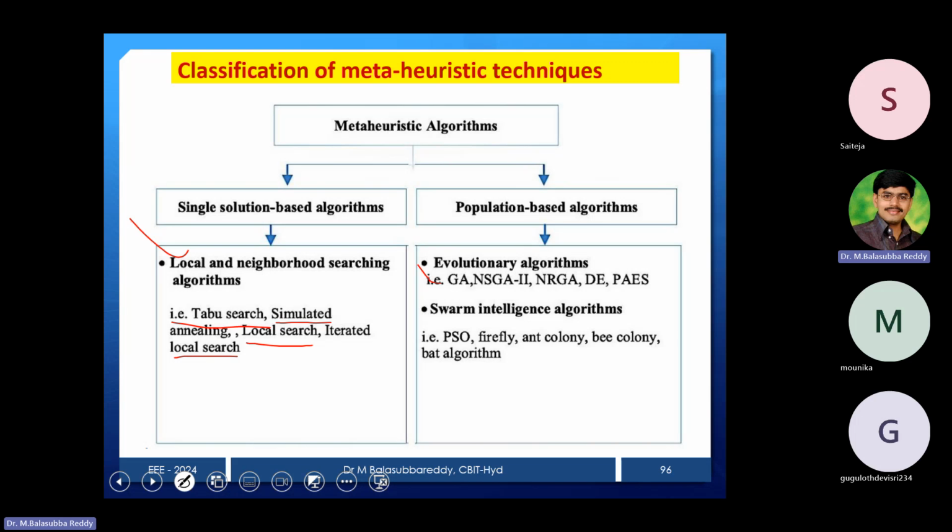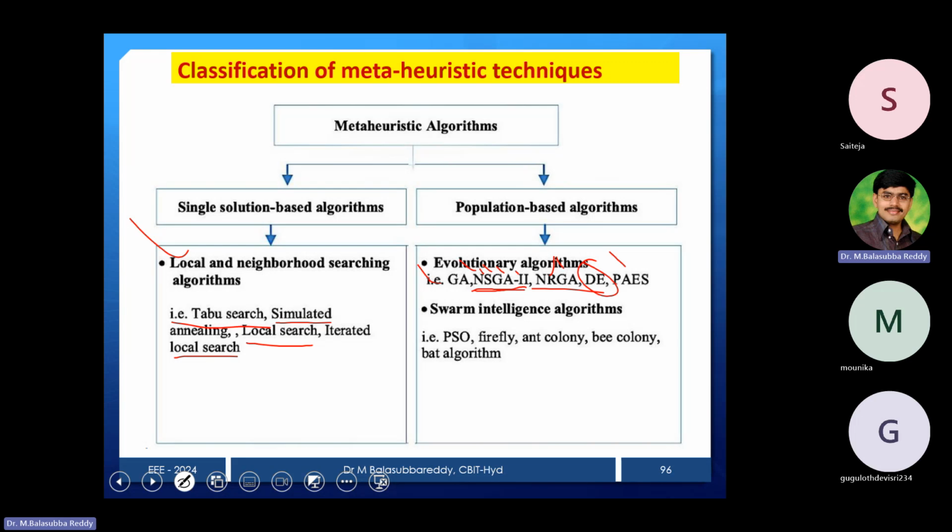Then NSGA-II, which is very popular in the case of multi-objective optimization. That is the non-dominated sorting genetic algorithm 2. This is a popular algorithm, of course. Then the real coded genetic algorithm, then DE, differential evolution, and so on. Like this, we have many types of algorithms in the evolutionary algorithms.